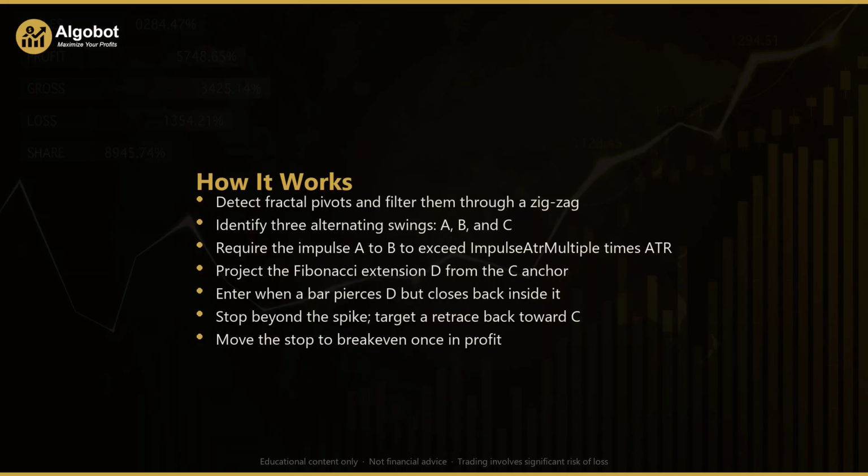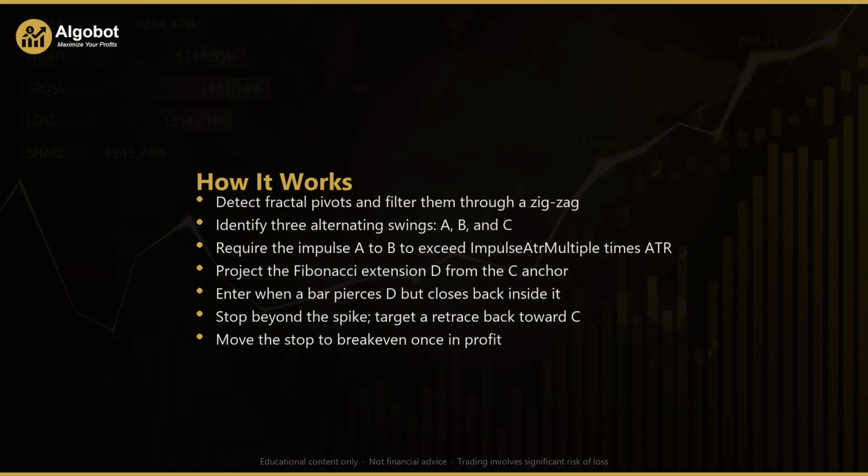From that sequence, it takes the last three pivots and labels them A, the oldest, then B, then C, the newest. It then measures the impulse, which is the absolute distance from A to B. Here's the first filter. That impulse must be larger than the impulse ATR multiple times the current average true range. If the move isn't volatile enough, the strategy stands aside.